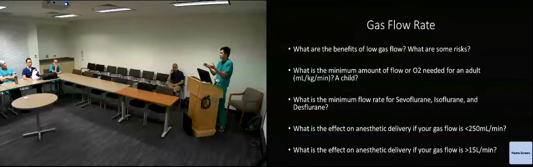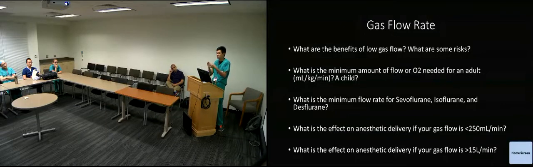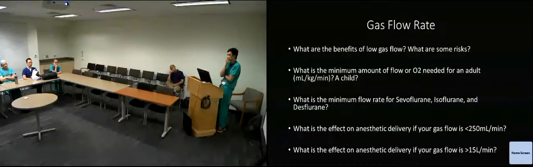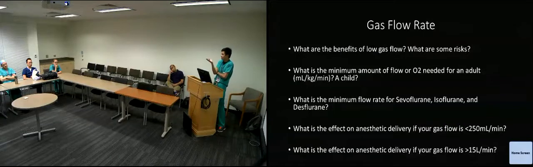What are some of the risks of low flow? So we talked about the benefits. What are some of the concerns? Is it a higher risk of anoxic air? Not necessarily that, but it is a potential if you're really going low flow. We'll talk about that a little bit more.